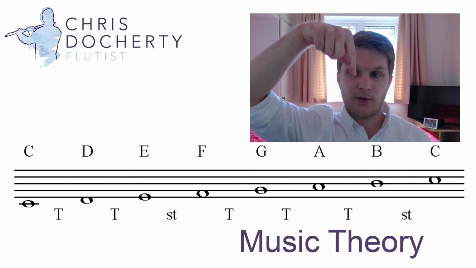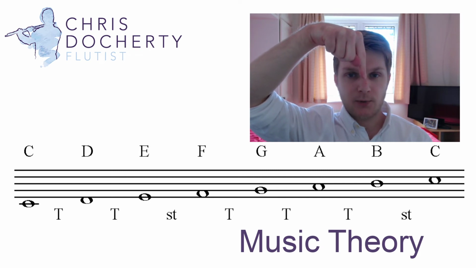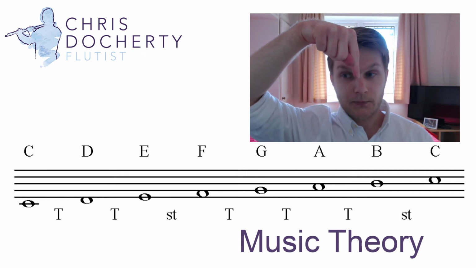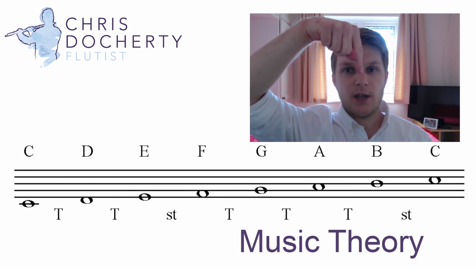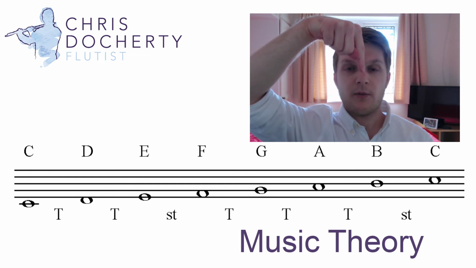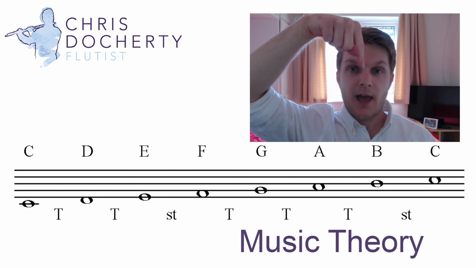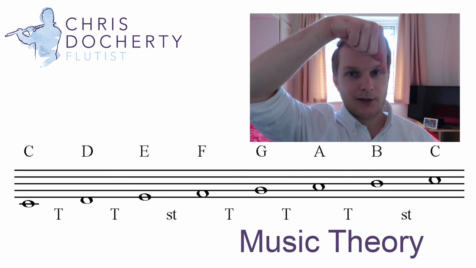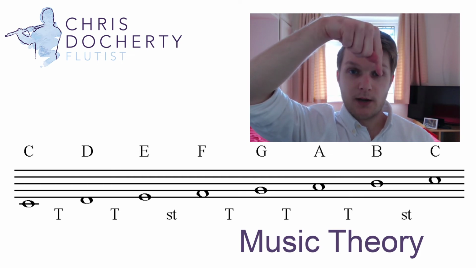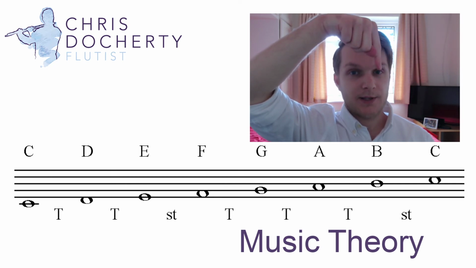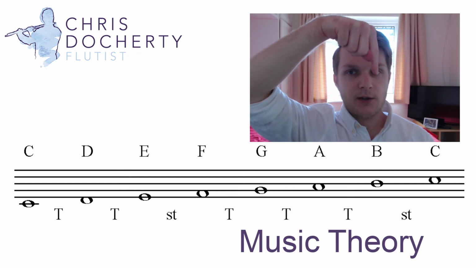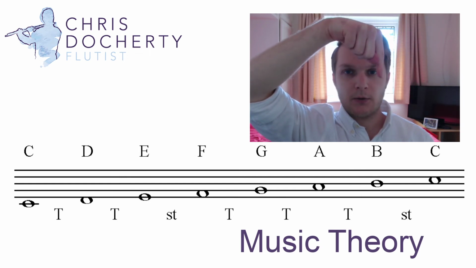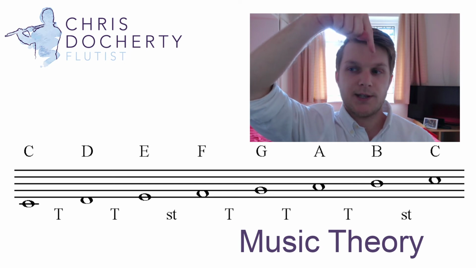Now when we go from F to G, we're back to a tone, because there's another black note in between the F and the G. G to A has exactly the same. We have a G followed by another black note before we get to A. A to B has another black note, another semitone in between, which means it's another tone between A and B. And then going from B to C, there's no black note, no extra semitone, so it's just a semitone.